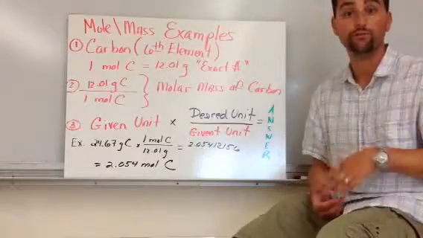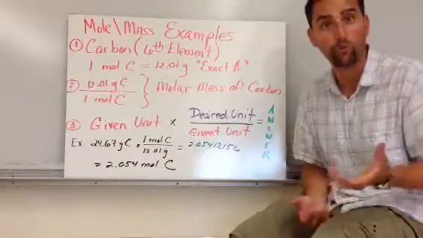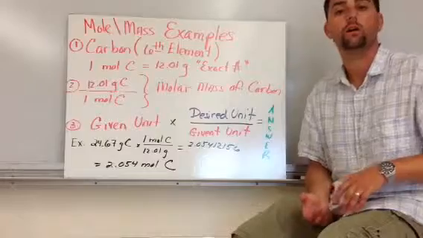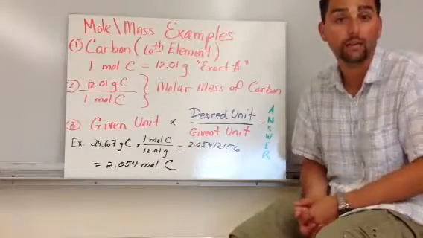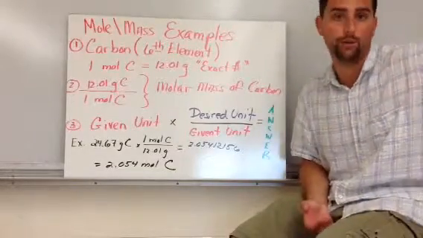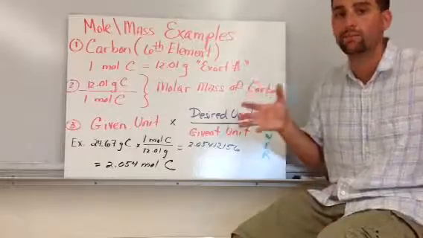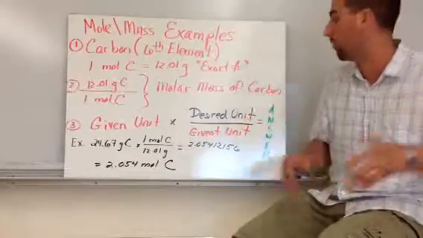The molar mass of hydrogen, for example, is 1.01 grams. The molar mass of helium is 4.00 grams. Okay, they weigh differently, they mass differently per mole.